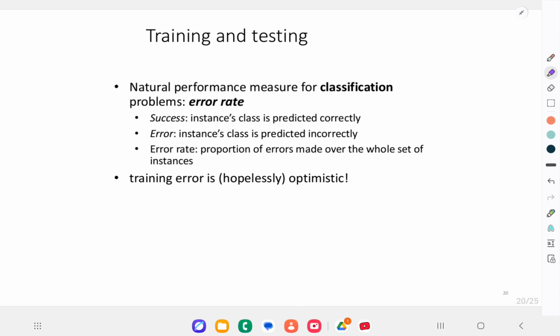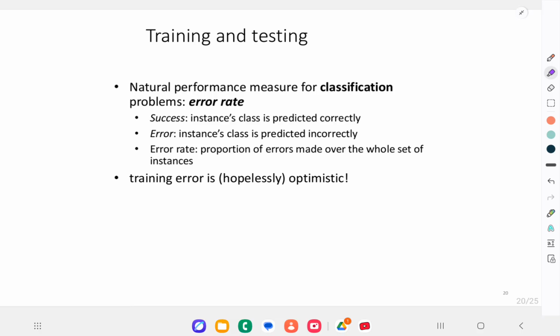For each instance in the data set, the model makes a prediction, and if the predicted class matches the true class, we count that as success. If it doesn't, then it is counted as an error. Once we've processed all instances, we can calculate the error rate as the number of misclassified instances over the total number of instances. This gives us a simple, intuitive way to judge the model's performance. The lower the error rate, the better the model is.